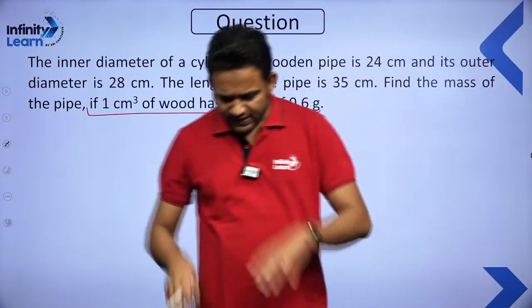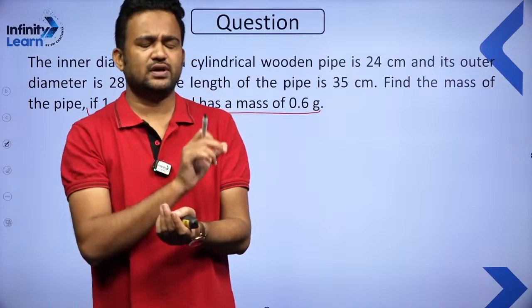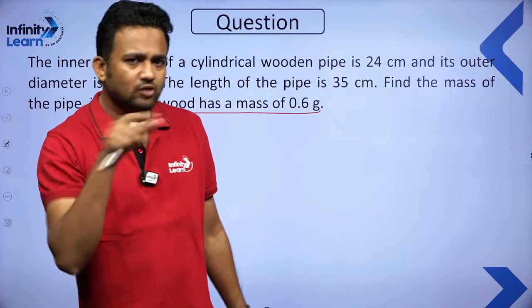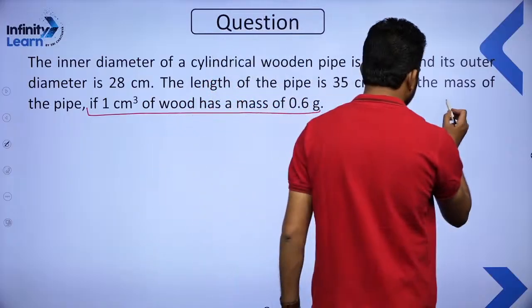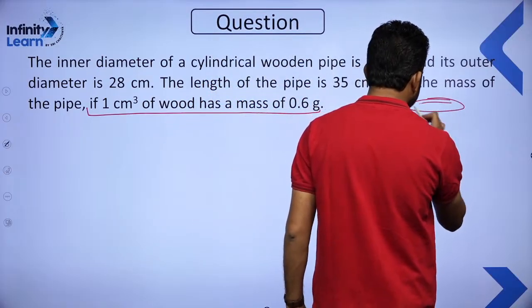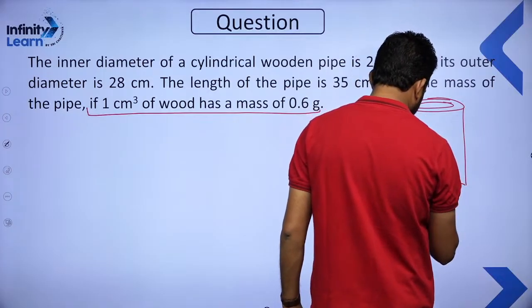Okay. So what is the shape of the pipe? The shape is basically a hollow pipe, meaning a hollow cylinder. So we should know how to find the volume of the hollow cylinder. Let me explain how to find the volume of the hollow cylinder. Hollow cylinder means cylinder inside cylinder.